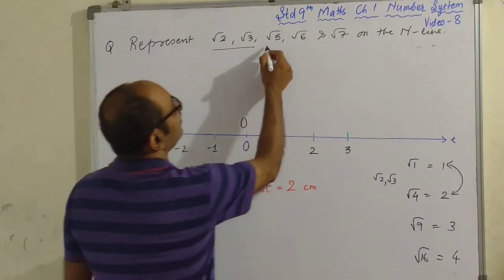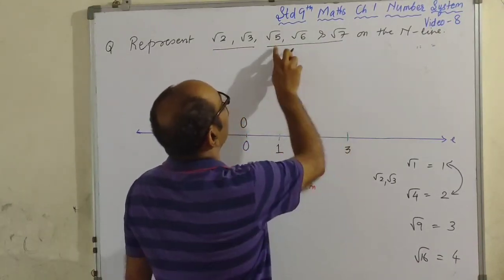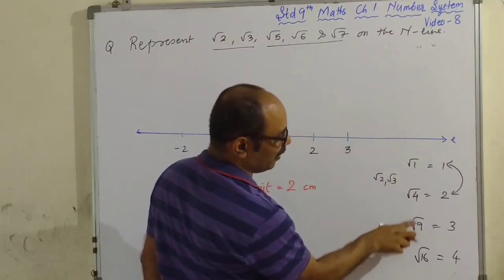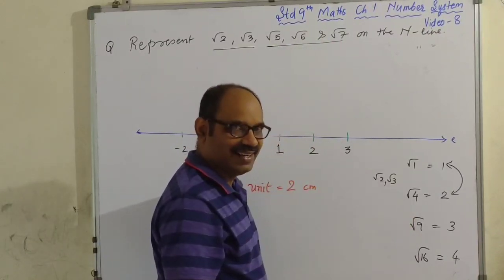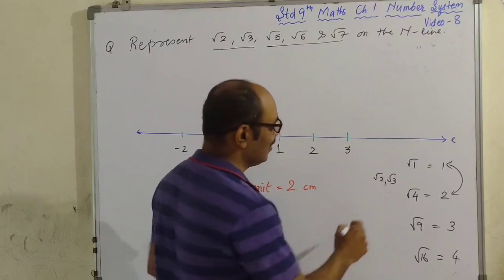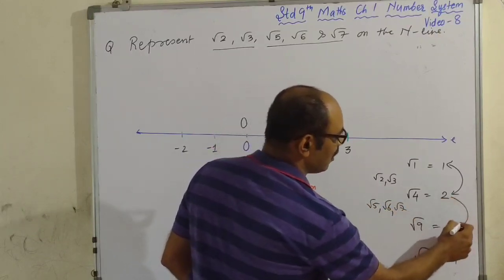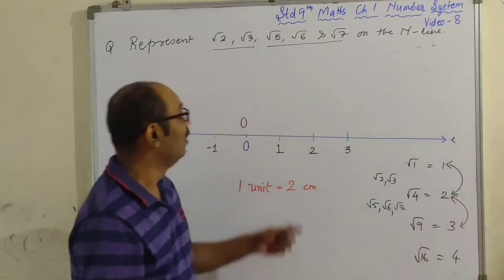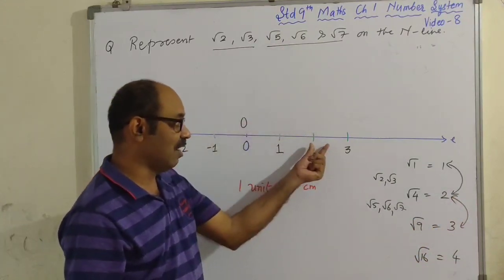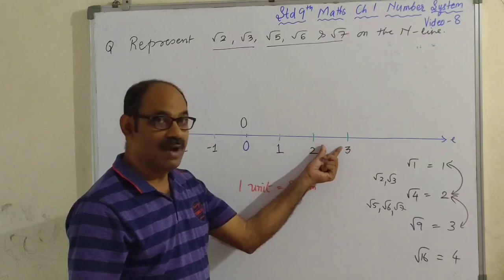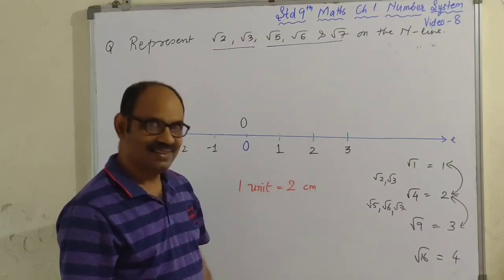Fine. And the next numbers, 5, 6 and 7, lie between 4 and 9. Is that correct? Yes. So root 5, root 6 and root 7 have to lie between 2 and 3. So root 5, root 6 and root 7 lie between 2 and 3. And you will see that.